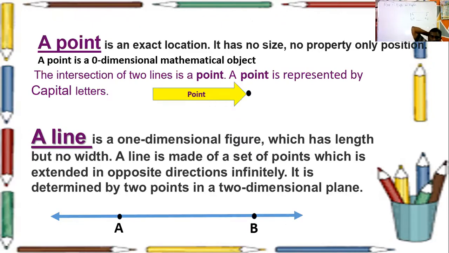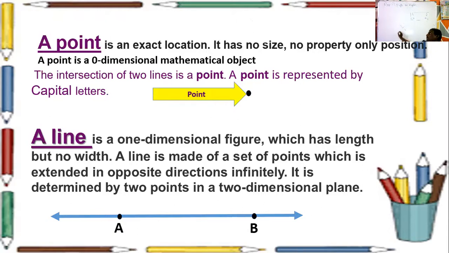Point. Without knowing the mathematical meaning, you are using the words point and line. You all are doing practicals and drawings also. But actually, what is the meaning of a point? A point means an exact location. A point has no size. It is only an exact location. That is a point.